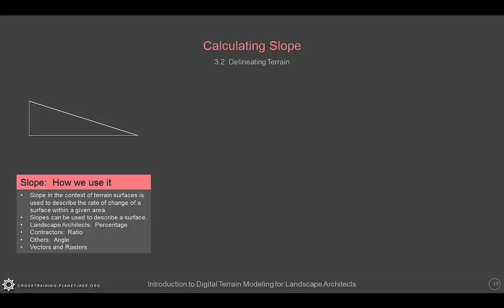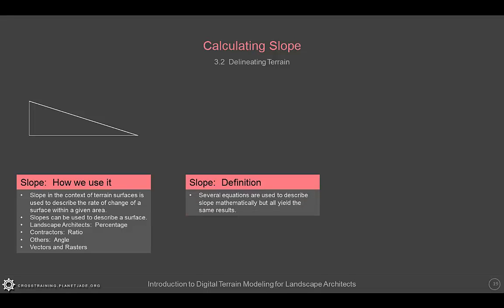And slope can also be used to describe the percent rise, or basically the slope upwards or downwards, of both vector and raster type terrains. So what is exactly slope? There are several equations that are used to describe slope mathematically, but they all yield the same results. So I'm giving you more of a mathematical description of what slope is.